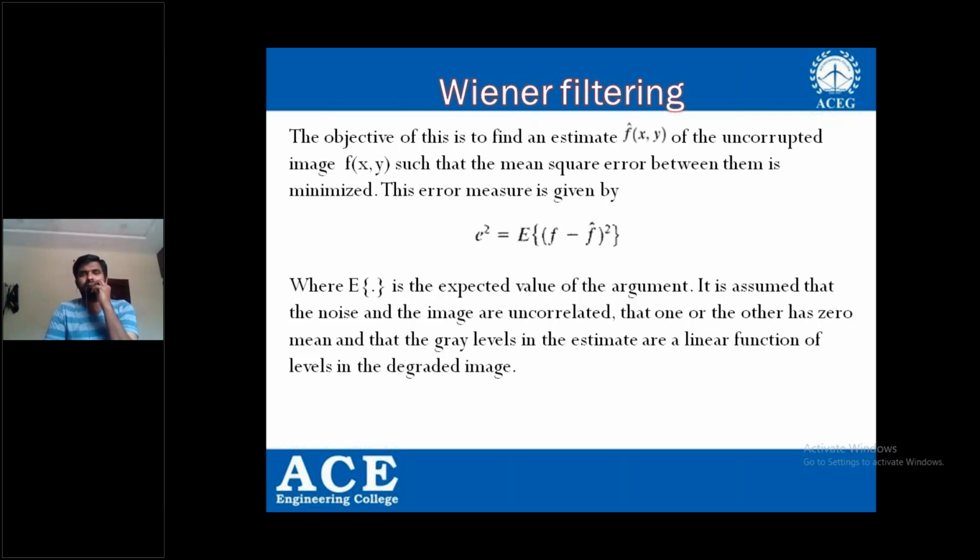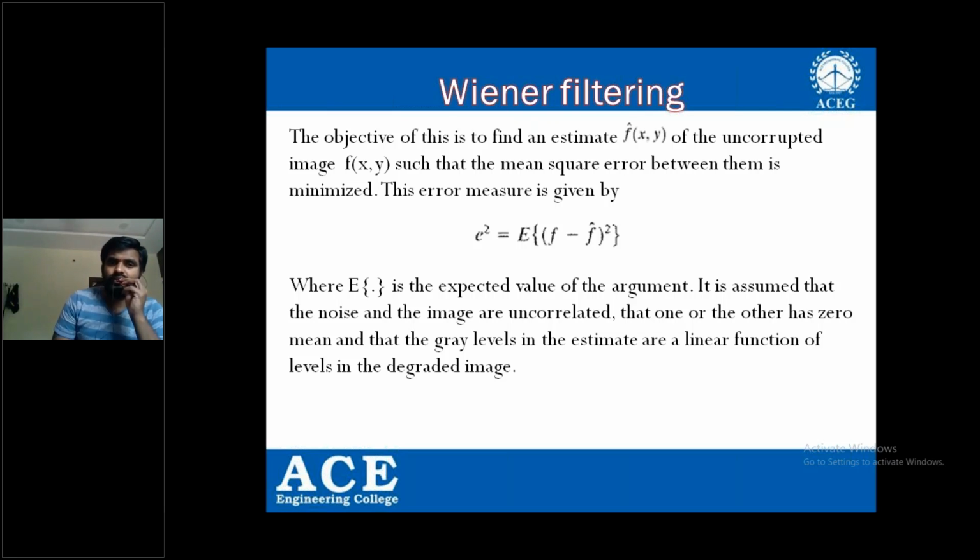Ultimately, here in real time, the image and noise cannot be correlated, and one or the other has zero mean, and the gray levels in the estimate are a linear function of levels in the degraded image. I repeat, the first condition is that the mean square value must be calculated using the estimation expectation, and the other is that the image as well as the noise should not be correlated, or they must be uncorrelated. And uncorrelated means one or the other has zero mean.